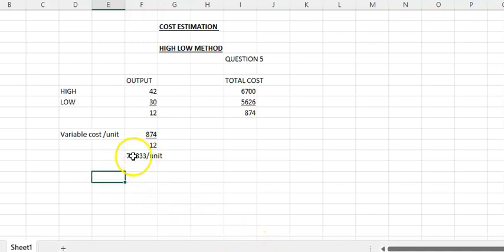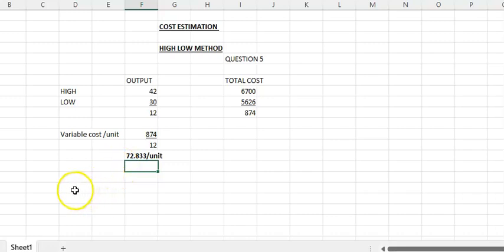So you get your value. You know that for 1 unit, this is the variable cost. So what of 30 units? Or how much is the variable cost of 42 units? You can choose any of these activity levels.